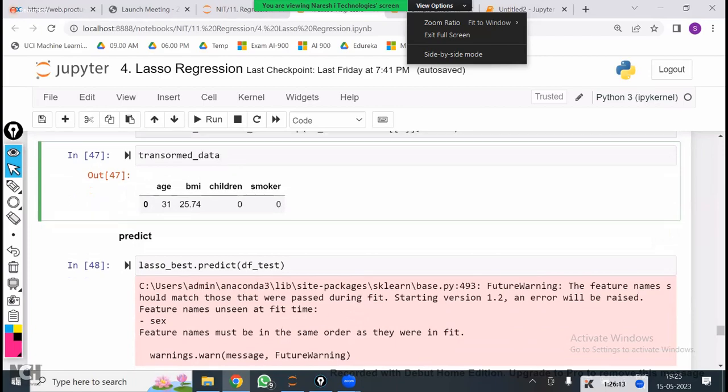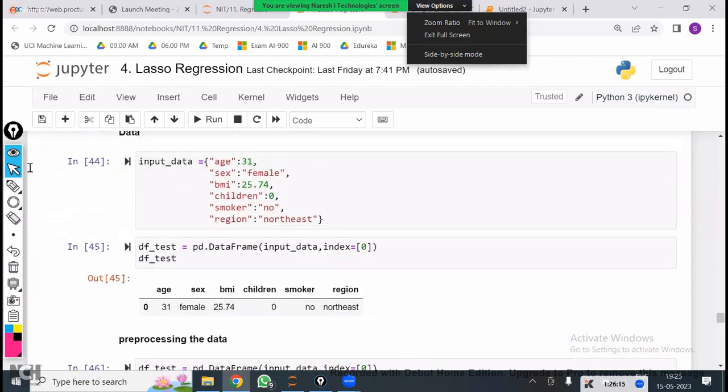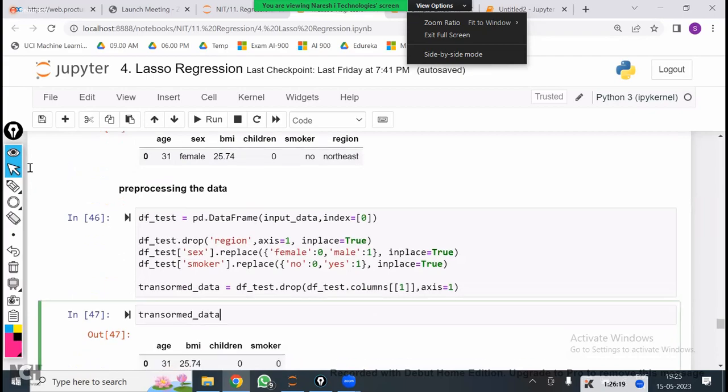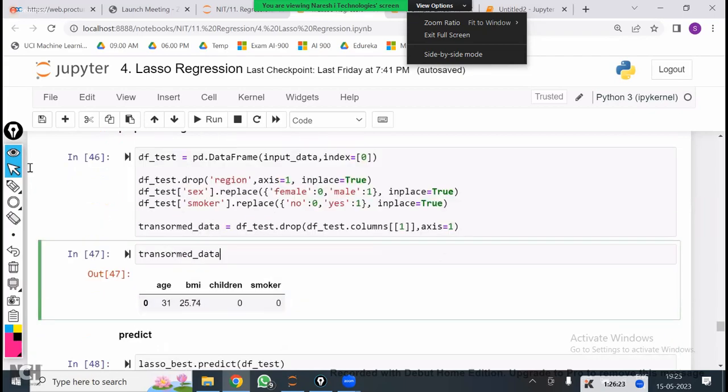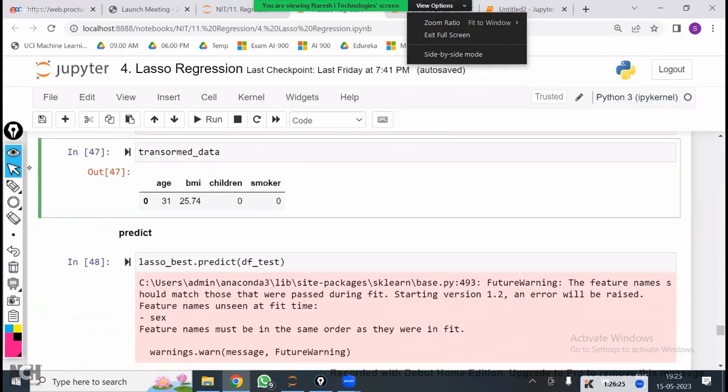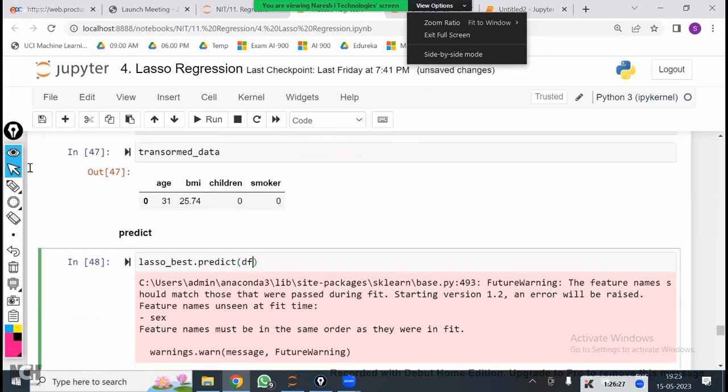Right? Directly, we should not give the original input data. Model.predict on input data, we should not do. First, we have to transform. Data pre-processing has to be done. And whatever the transform data is, you have to give that here. The input should be transform data. After data pre-processing, whatever the transformed data is, this should be the input data. Then for that input data, it is going to predict the answer.